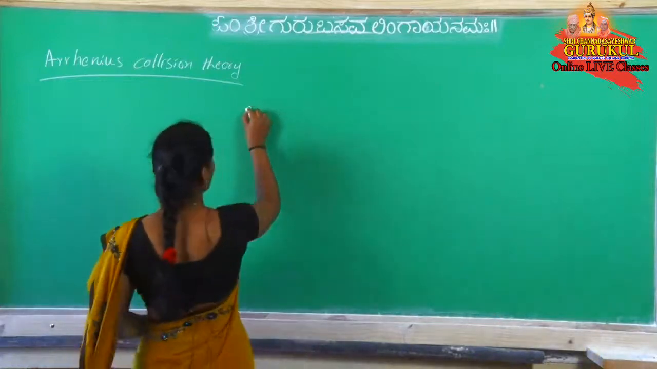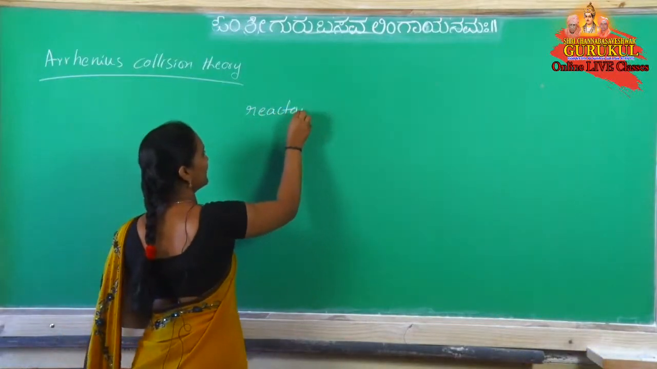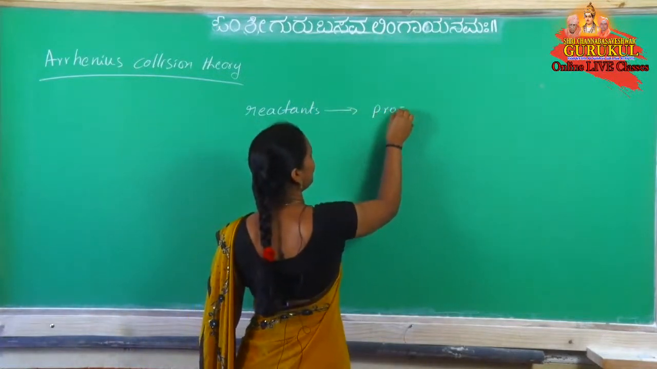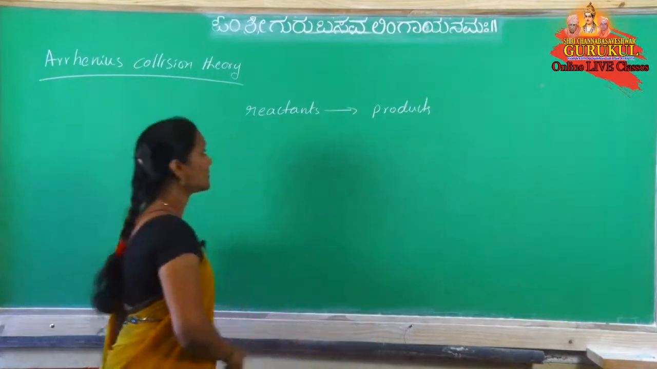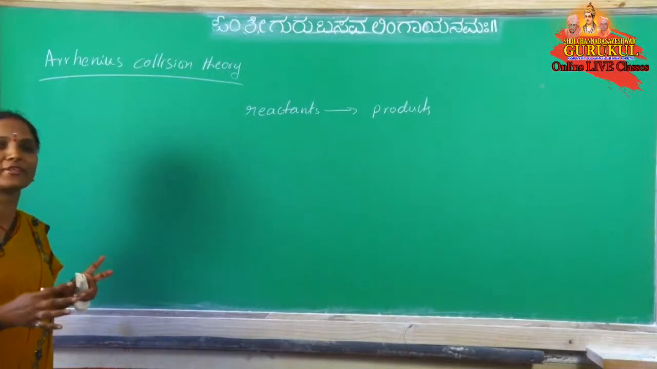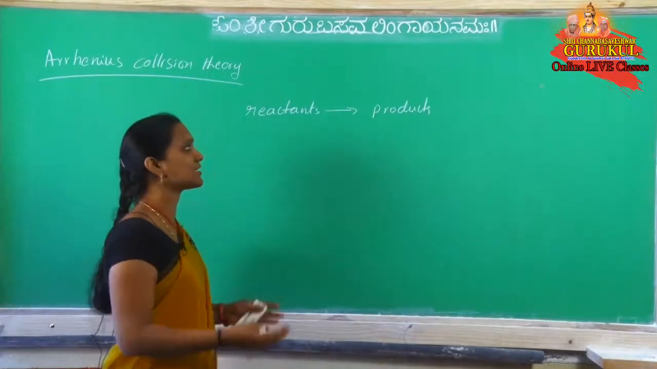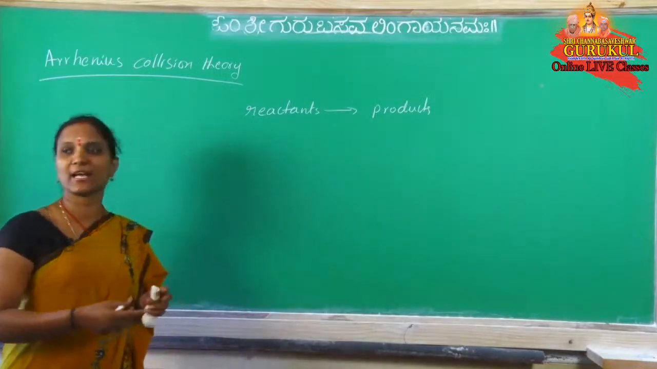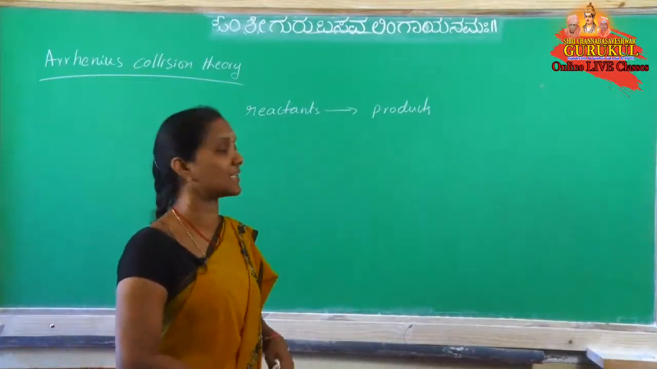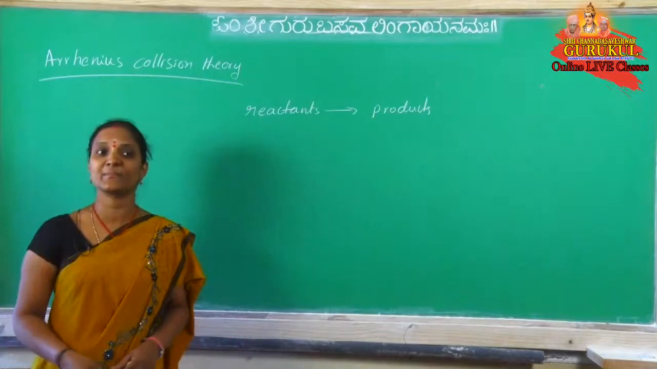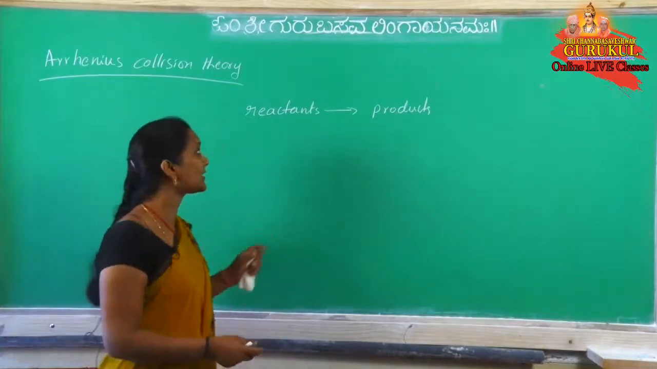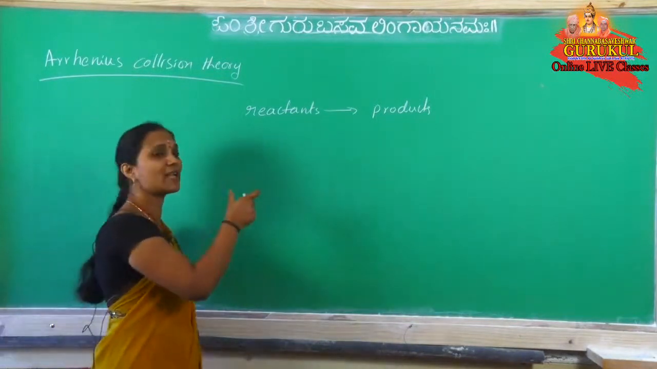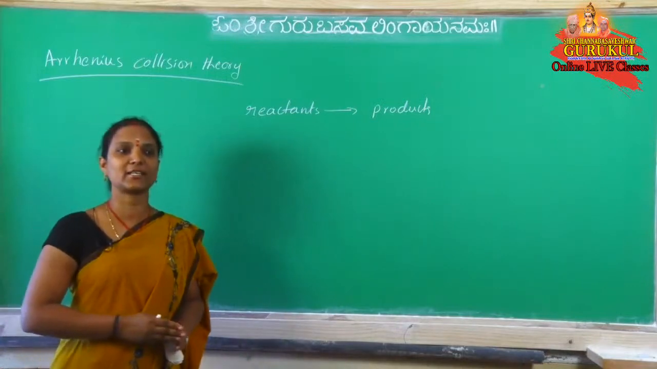Right from the start of the chapter, we learned that reactants change to products. How do these reactants change to products? The reactant molecules combine with each other and change to products. Between the reactants, first breaking of bonds takes place, and in the products, formation of new bonds takes place. So how does this breaking of bonds take place? Collisions between the reactant molecules take place.